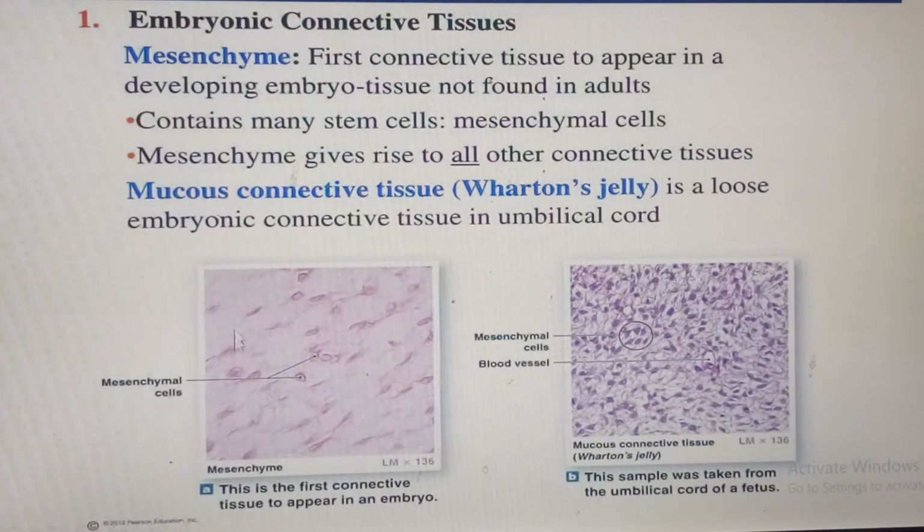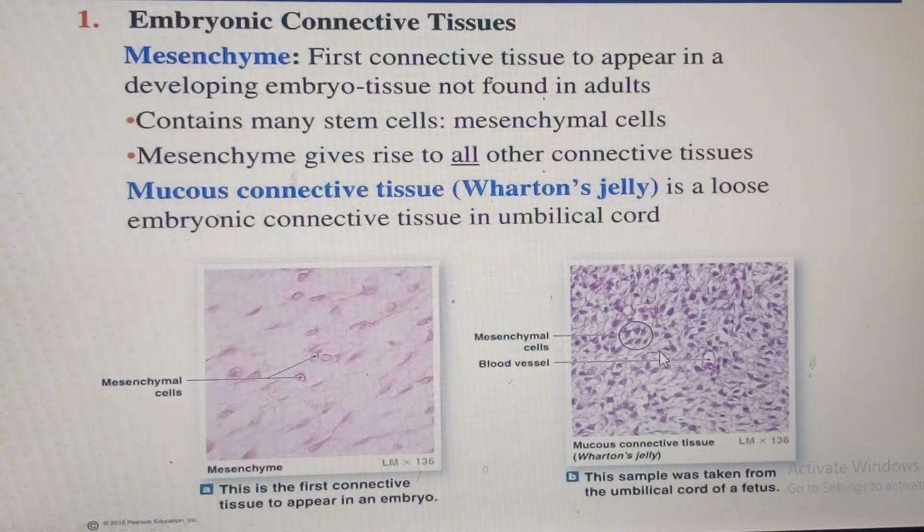Now, if we take mesenchymal connective tissue, we find it in the fetus as well as the embryo. But what happens is that it serves as the stem connective tissue, or let me say the progenitor connective tissue, to give rise to the adult connective tissue types. So that is what we are going to see.